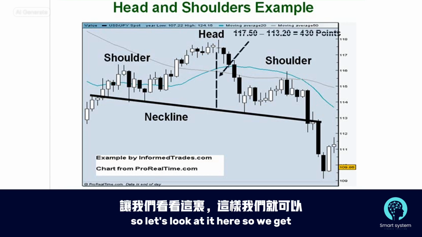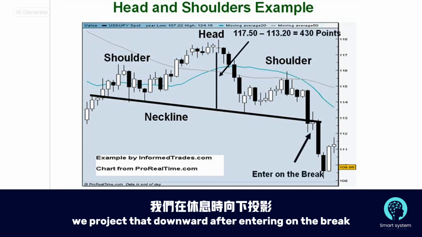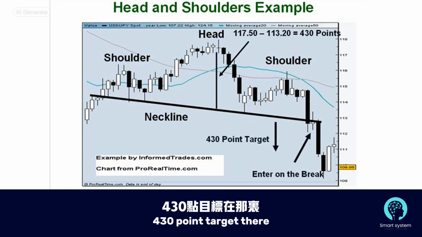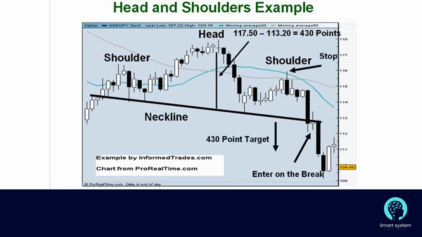So let's look at it here. We get 430 points by measuring the distance there. We project that downward after entering on the break. 430 point target there. We place our stop loss just above the right hand shoulder.